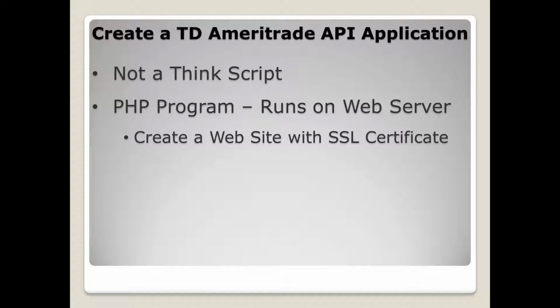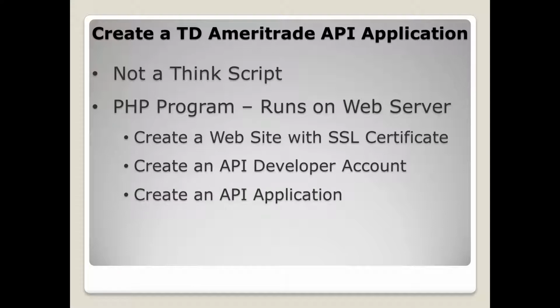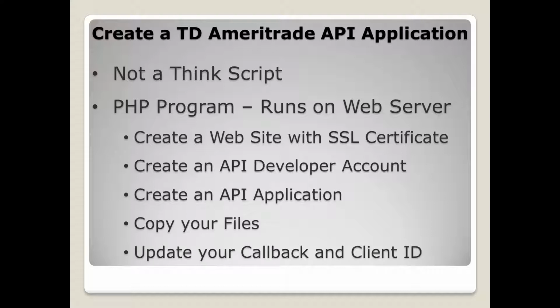In this video, I'm going to show you in great detail how to do it on your Windows 10 machine. If you're doing it on a Mac or something else, and Linux, I don't really know how to do that, and I suggest that you do a Google search and figure out how to do that yourself. The steps are to create an API developer account, and then you create an API application, and then you copy over your files and you update your client ID. And I'm going to show you step by step exactly how to do all of those things.